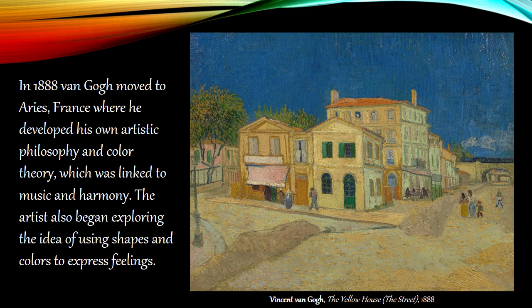In 1888, still not satisfied with his skill level, Van Gogh moved to Arles, a province in France, and rented a yellow house in which he endeavored to create an artistic community. While in Arles, the artist produced an immense amount of work, sometimes painting for up to 16 hours a day. He also developed his own artistic philosophy and color theory, which he linked to music and harmony. He became fascinated with light, particularly how it is represented by the color yellow. He then began painting emotion, exploring the idea of changing shape and color to express feelings.